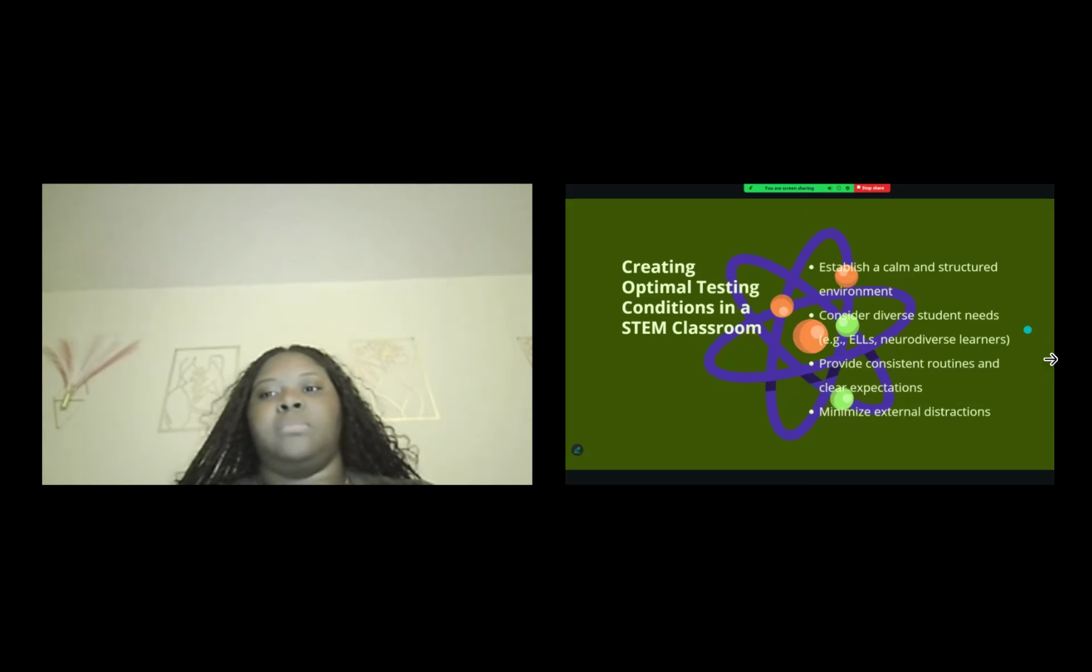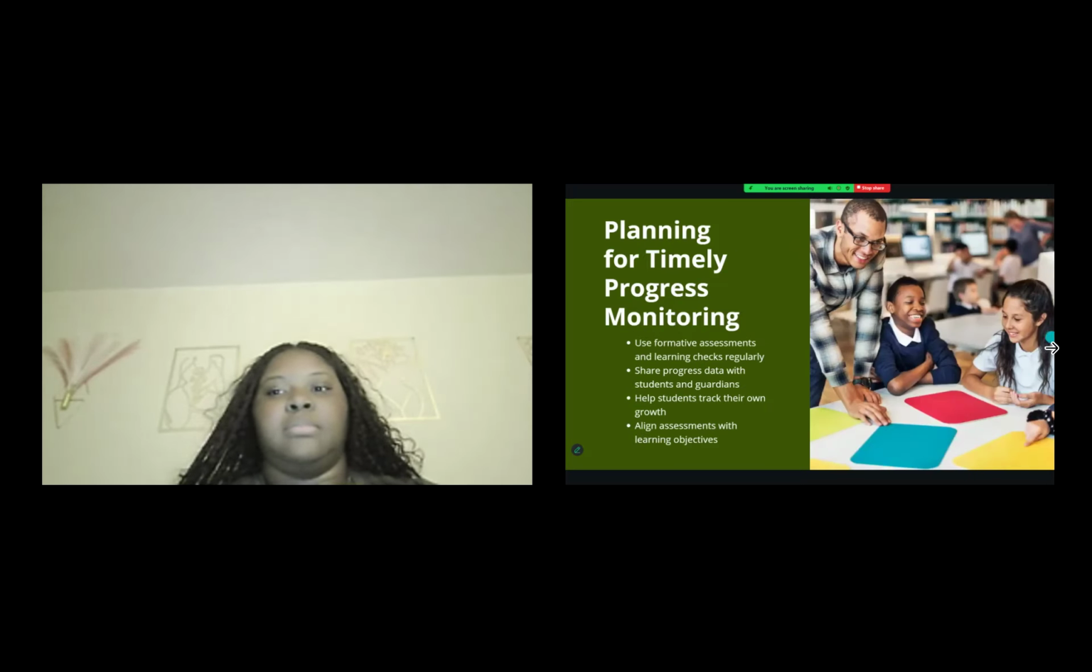Students should be empowered to monitor their own learning, fostering metacognitive skills. Regular communication with parents and guardians keeps them informed and builds a support system for students' success. During this time, as assessments approach, students are nervous, and it's really important for us as teachers to let the students know that we're there for them as well.